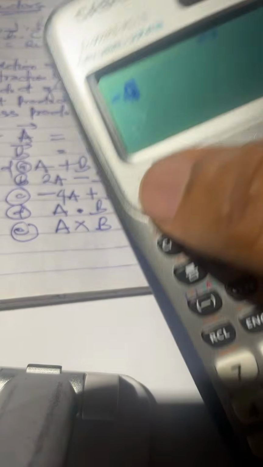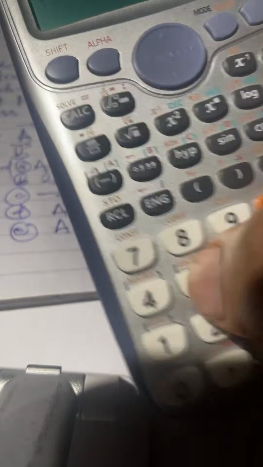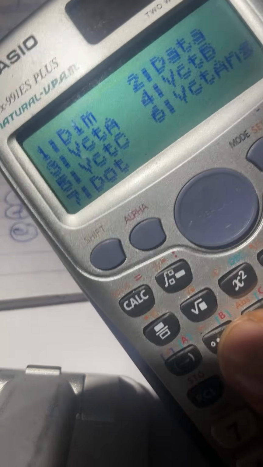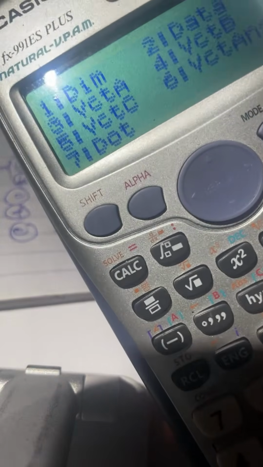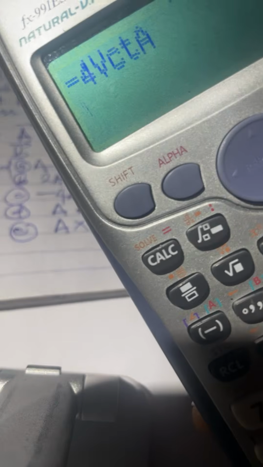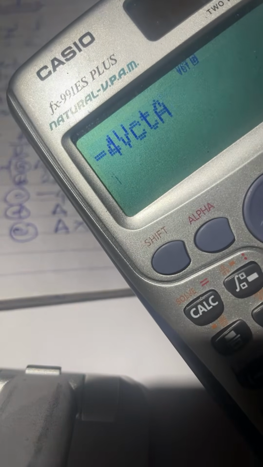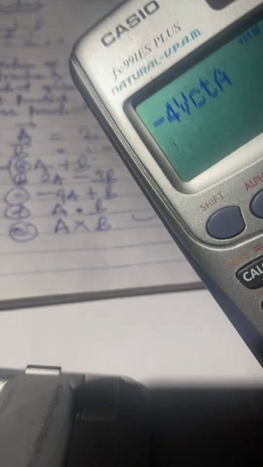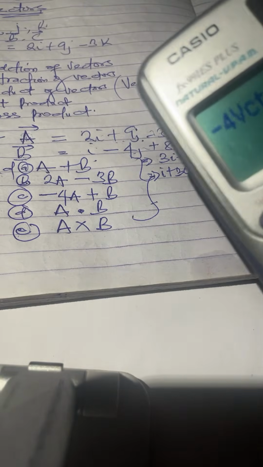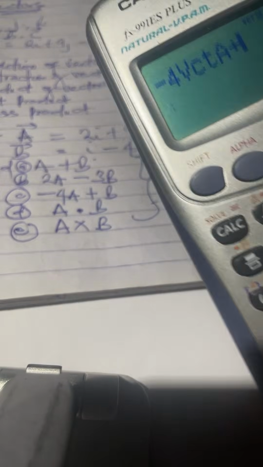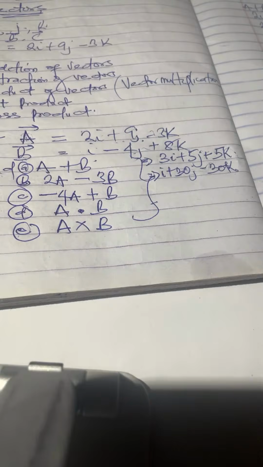Anytime you want to bring a vector, press shift, then press 5. Look at vector A there. Vector A is 3, so press 3. Then after pressing 3, you have vector A here, then plus B, so press plus, then bring vector B, so press shift and press 5 again. Vector B is 4, so press 4.